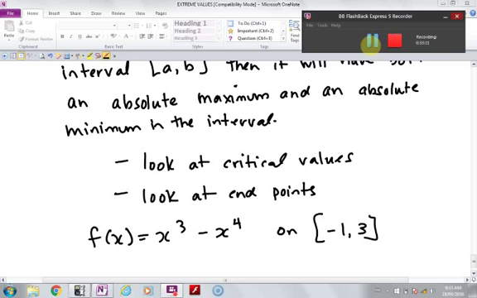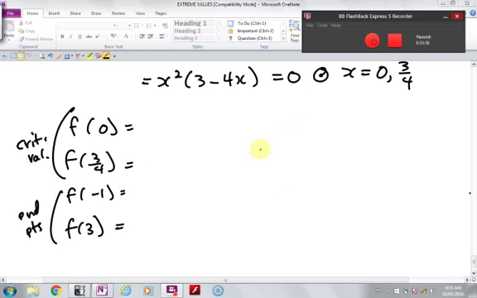What are we getting for the two critical values here? What are the two critical values? Did we find them yet? 0 and 3/4. It should be 3/4, right? If we take the first derivative, can you give me a fraction for that one?